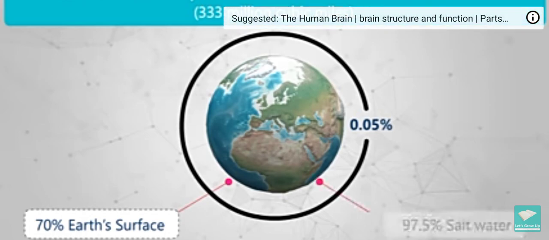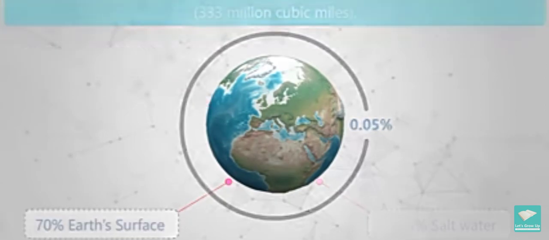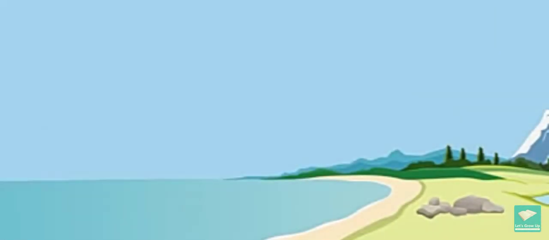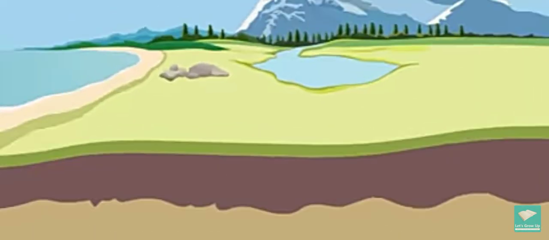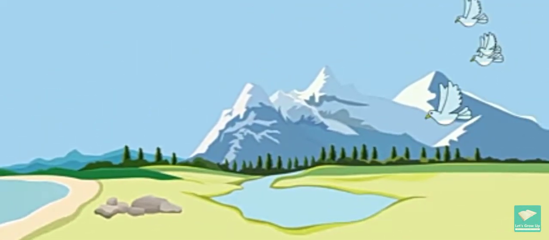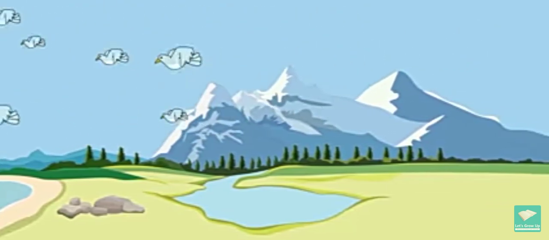Out of this volume, 97.5% is salt water and 2.5% is fresh water. Only 0.03% of fresh water is present in liquid form on the Earth. It provides life, eases out heat, drains harmful substances, and mediates many day-to-day works.